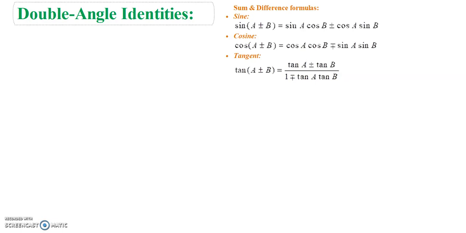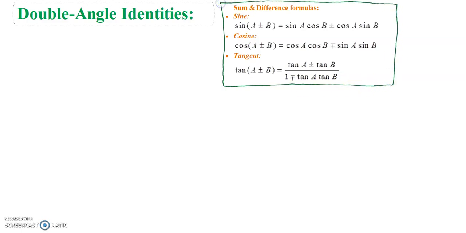Hello everyone, welcome to double angle trig identities. We'll prove some double angle identities involving sine and cosine using our sum and difference formulas up here, in addition to some substitutions. Okay, so to begin with, we would prove the double angle for sine.